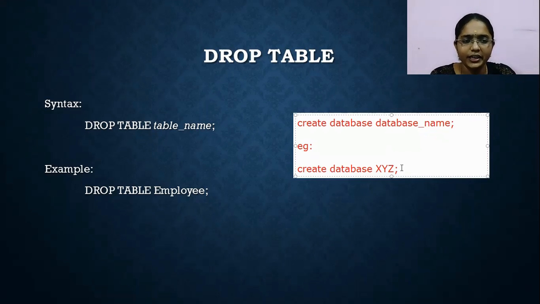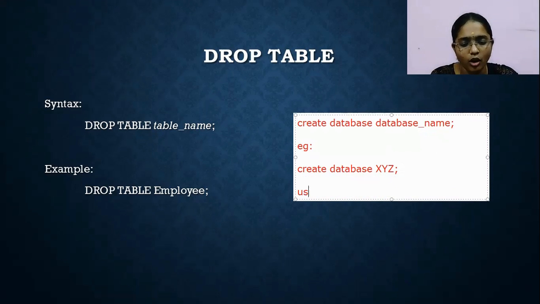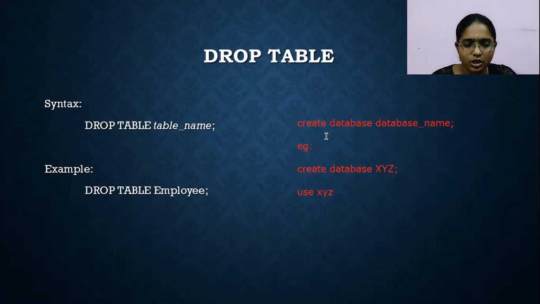After creating a database, whatever table you want to create inside this database, you are supposed to make use of one command called use database name, which is nothing but XYZ. Is it clear? So the first command to be executed when you start with databases is to create a database. It is done by using the command create database followed by the database name. For example, I'll use create database XYZ, which is nothing but the database name.